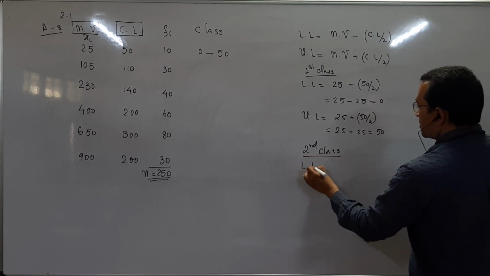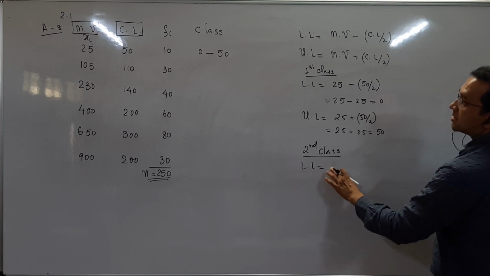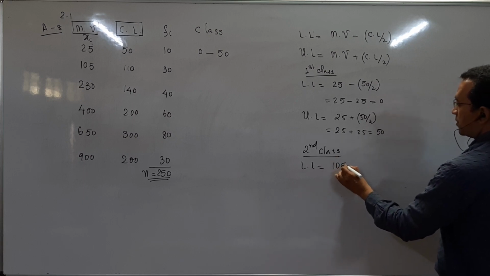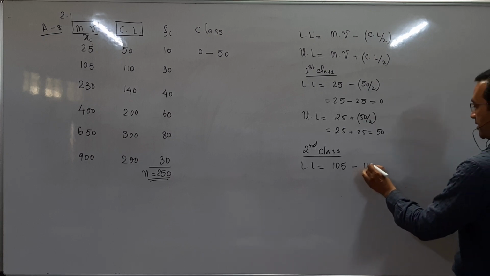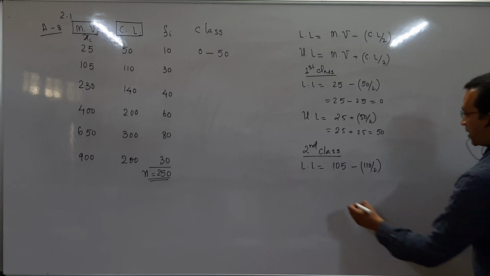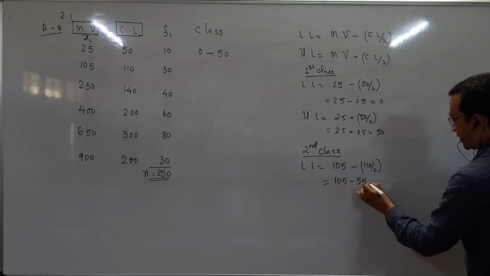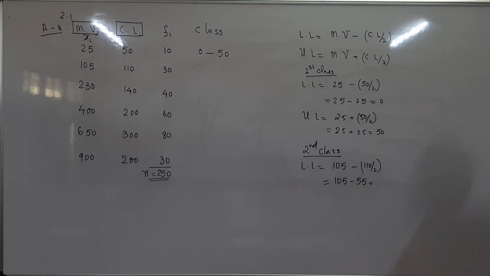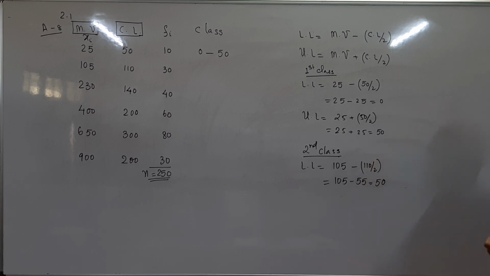Find the lower limit. It is the mid value minus half the class length. What is the mid value for the second class? 105 minus half the class length. Class length is 110 divided by 2. So that is nothing but 105 minus 55, which will be nothing but 50.